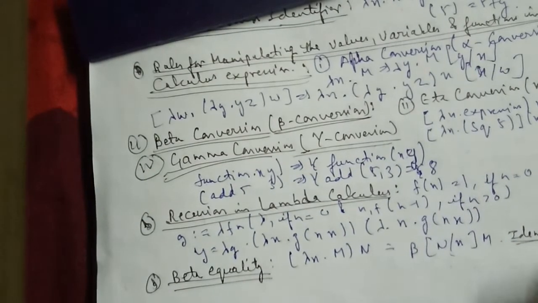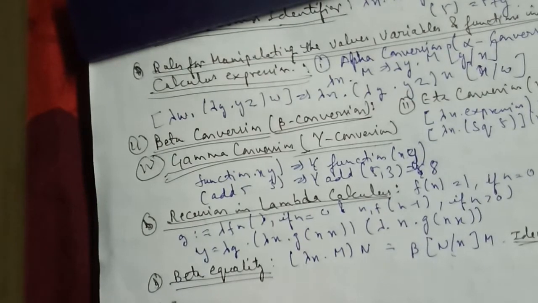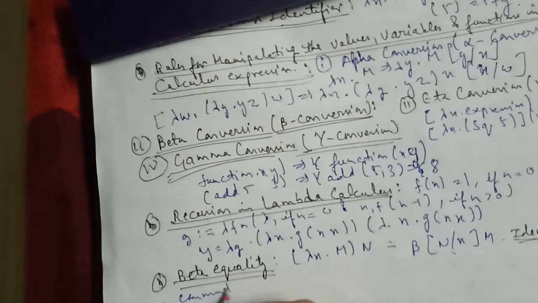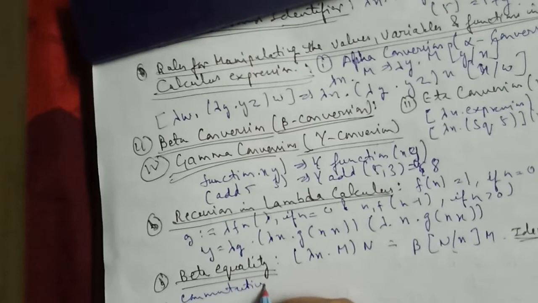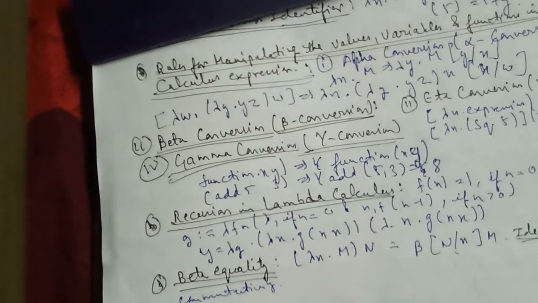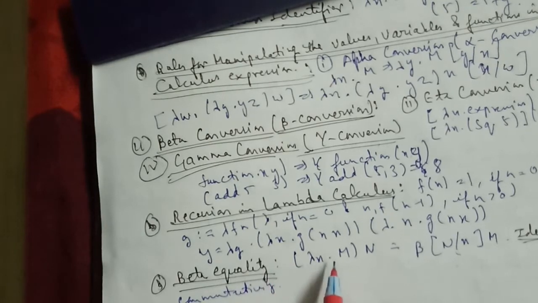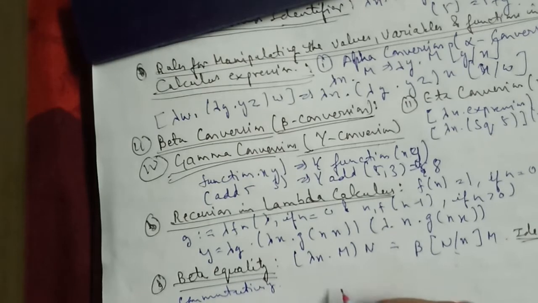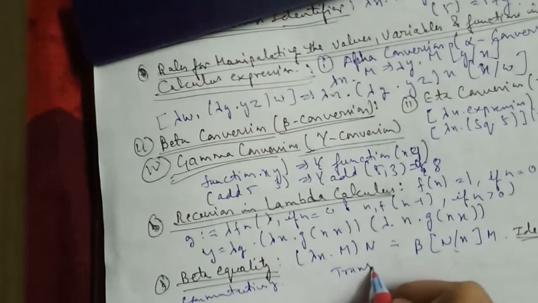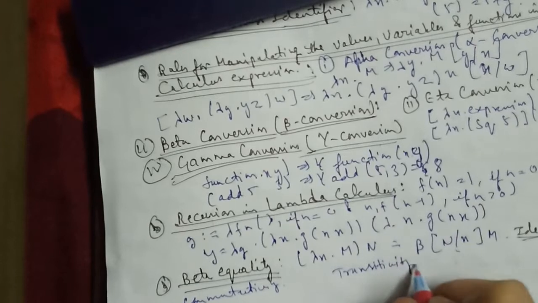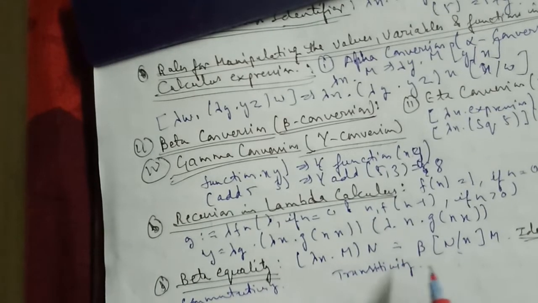In idempotence, a term m equals itself. The second is commutativity: if m equals n, then conversely n must equal m. The other one is transitivity: if m equals n and n equals p, then m equals p.